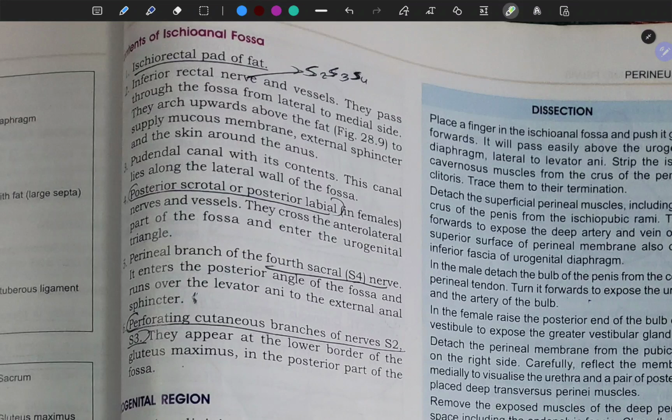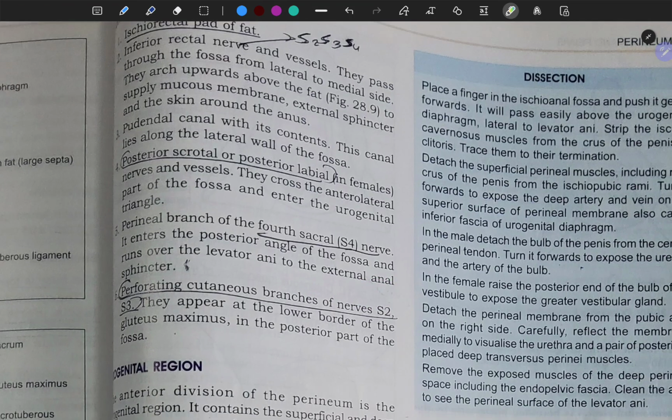So the contents of the ischiorectal fossa: ischiorectal pad of fat, inferior rectal nerves and vessels, S2, S3, S4 roots, the pudendal canal along with its contents, posterior scrotal or posterior labial nerves and vessels, perineal branch of the fourth sacral nerve S4, and perforating cutaneous branches of S2 and S3. This is a very important anatomical landmark.